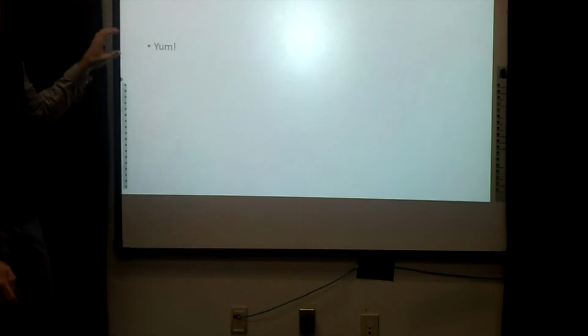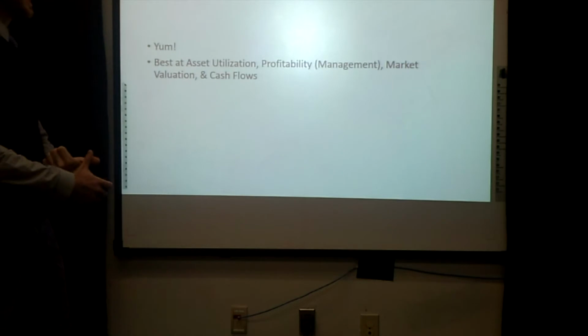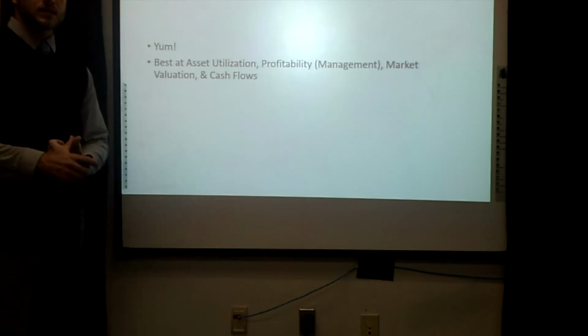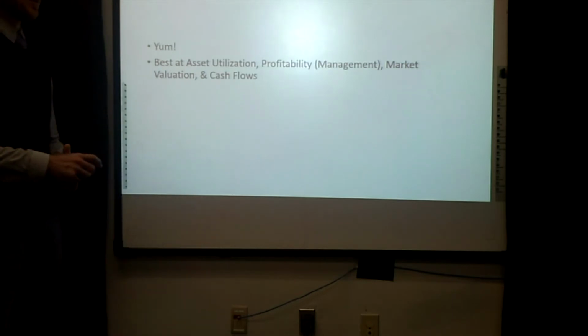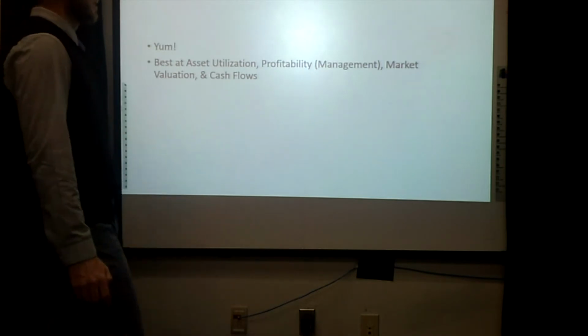Okay, so the decision for fast food. Who are we picking? What are we going to do? We're picking Yum Brand. Yum Brand is KFC. That's who to pick. Why? Well, they're the best at asset utilization. They're utilizing assets most efficiently. They are selling the most for the base, compared to the assets they have.